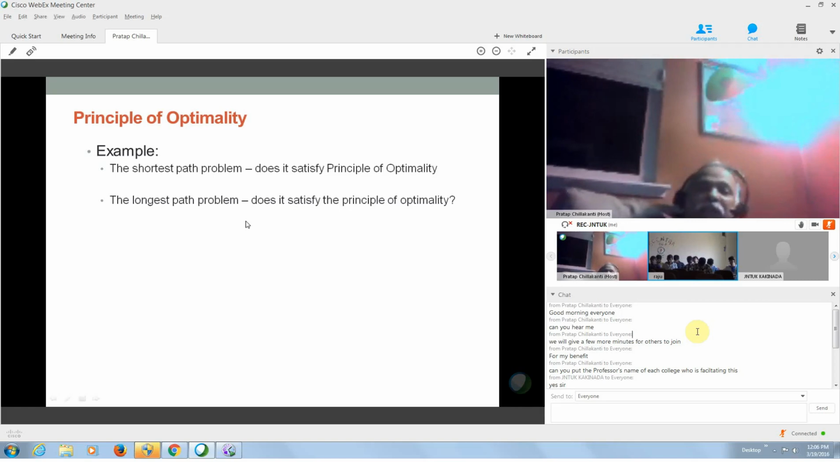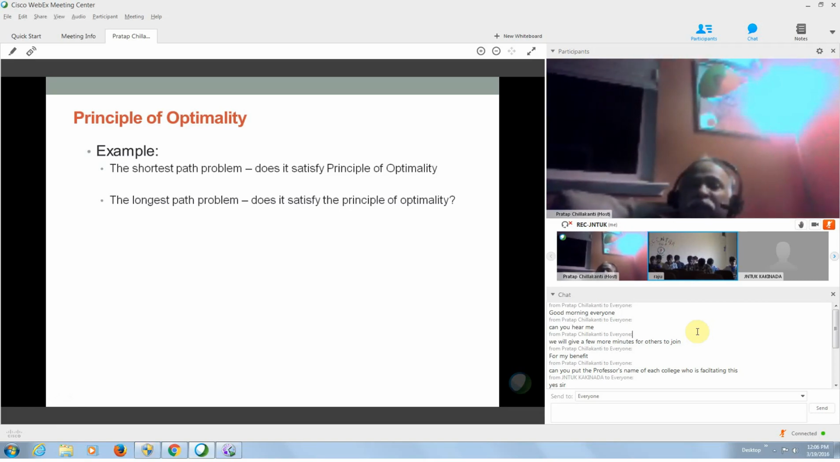I just put this slide here to tell you, when you are preparing for the exam, you say, okay, this is good. If somebody asks you, does the principle of optimality apply to the shortest path problem? Does it satisfy the principle of optimality? Yes or no?